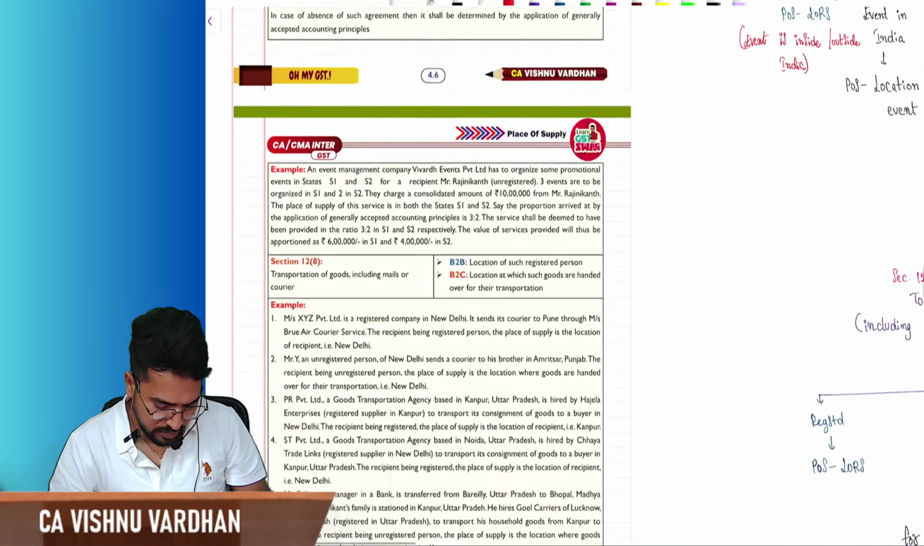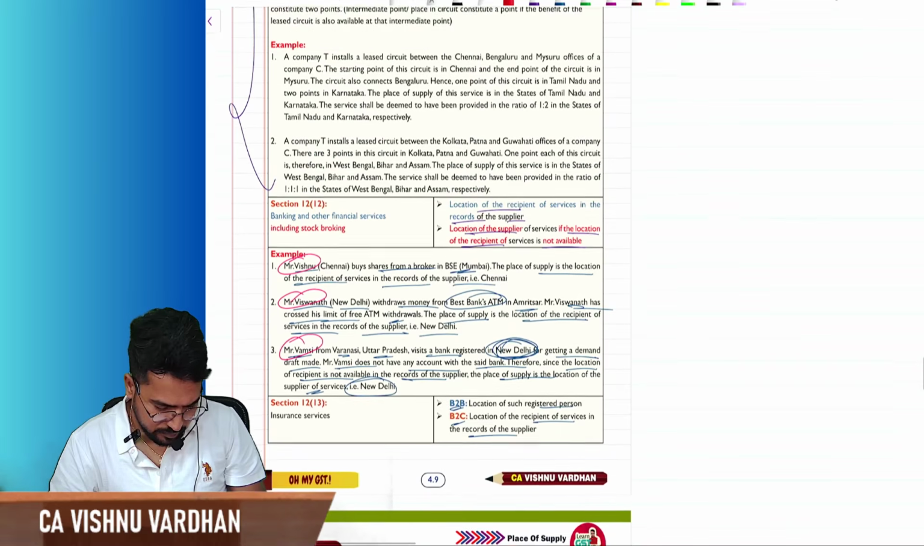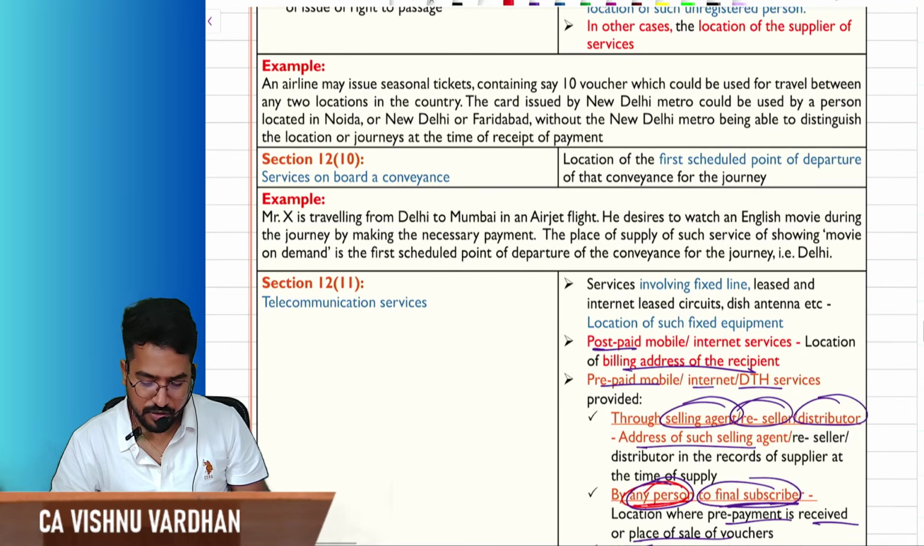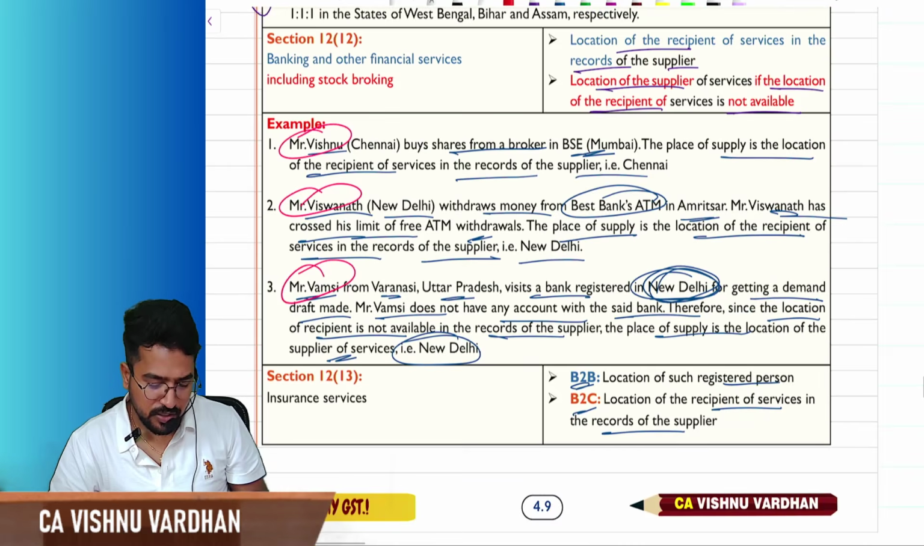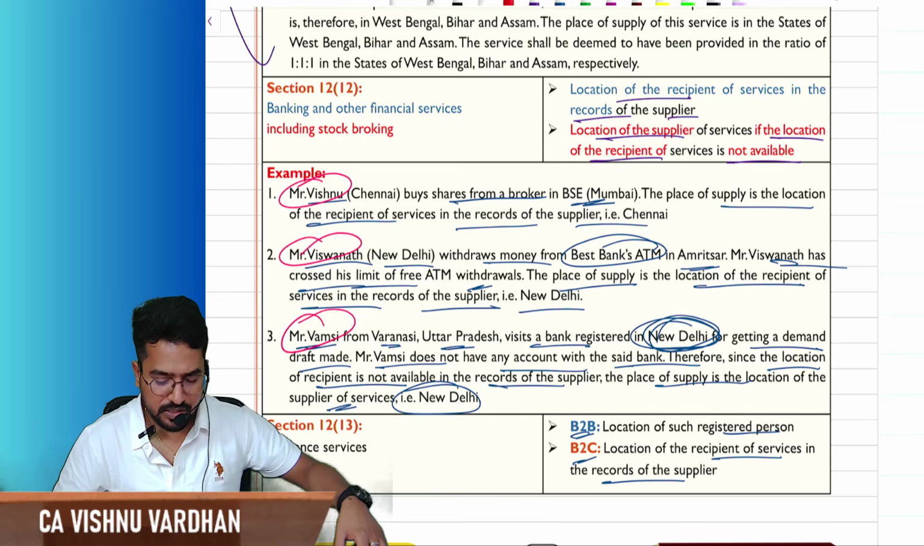Telecom services. This point you have written. So first scheduled point of departure. 11 you just go through that later on. Next 12 is what? Banking and financial services, right? So there, what is the place of supply?